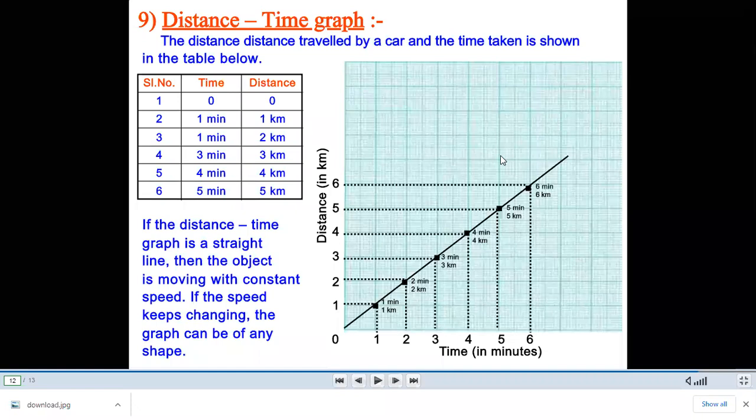If it is not the same, then it will be a different one. It may be curved, it may be another form.